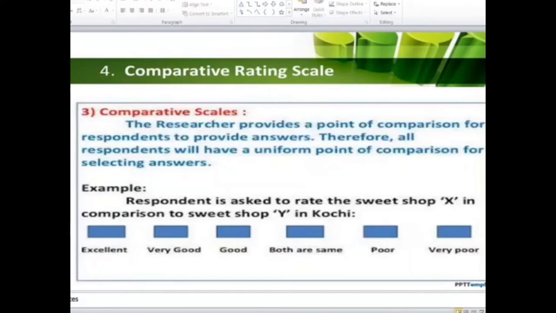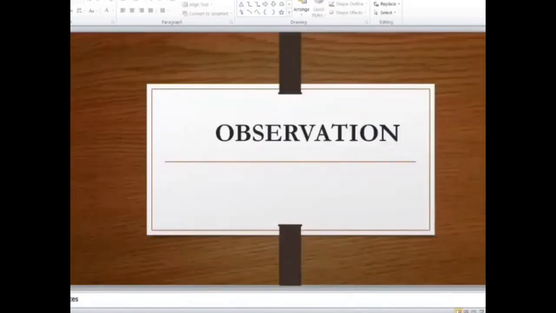See, one example is given. The respondent is asked to rate sweet shop X in comparison to sweet shop Y in Kochi, whether it is excellent, very good, both the same, poor, or very poor. This way we can compare the products. And the next type of research tool is observation.